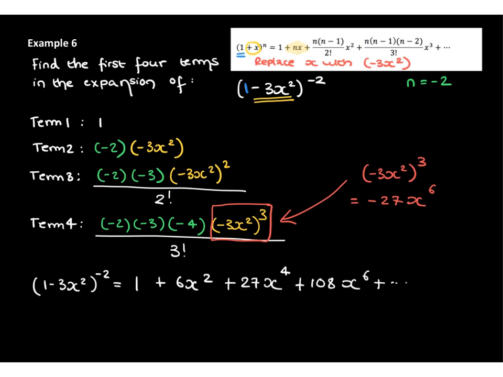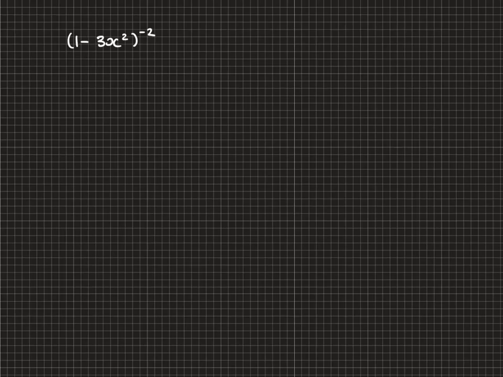I'm going to simplify each of the terms, write out the expansion, see if you agree. So my final answer is 1 plus 6x squared plus 27x to the power 4 plus 108x to the power of 6 plus ... Now, validity conditions are a little bit more interesting in this particular example. So I'm going to move on to the next slide to allow us a little bit more space to explore this.